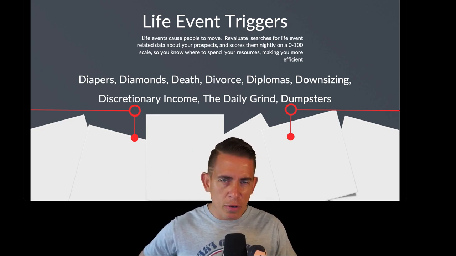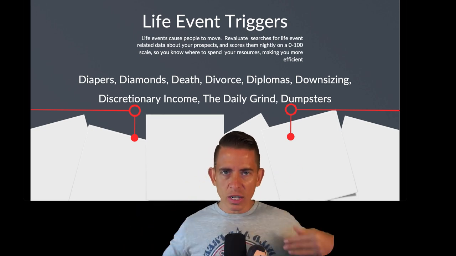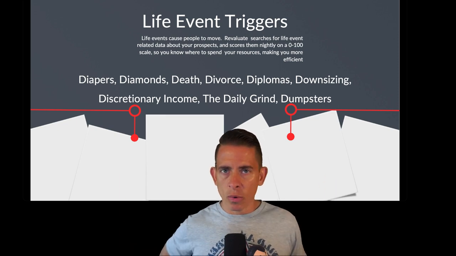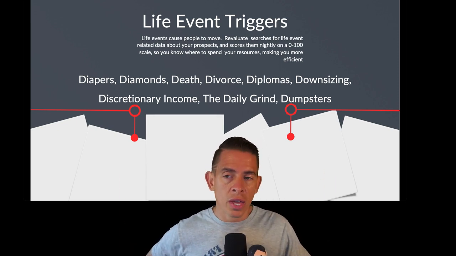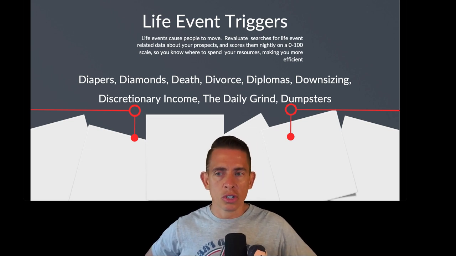Nobody ever thinks about dumpsters, but you see that rollout in your neighborhood. You see that rollout sitting in the driveway. What's happening? There's a property getting rehabbed. They're getting rid of stuff. They've downsized. Whatever it is, they're getting rid of stuff, and that will lead to a listing. The daily grind is their job. Obviously, discretionary income is how they're spending their money.